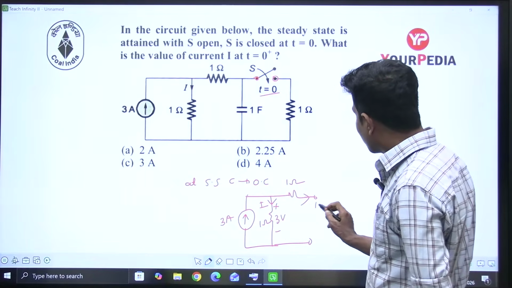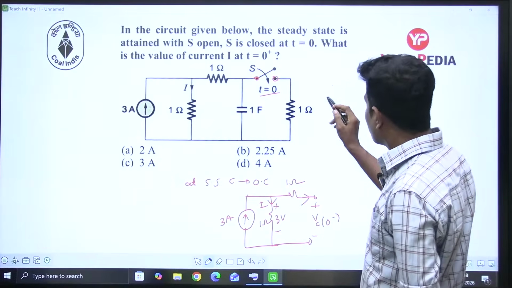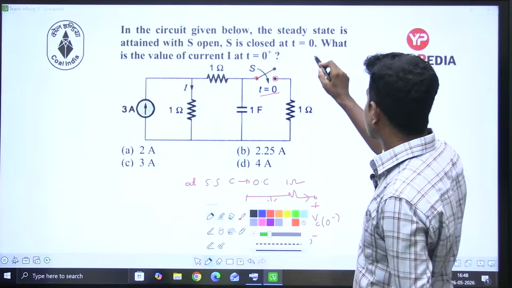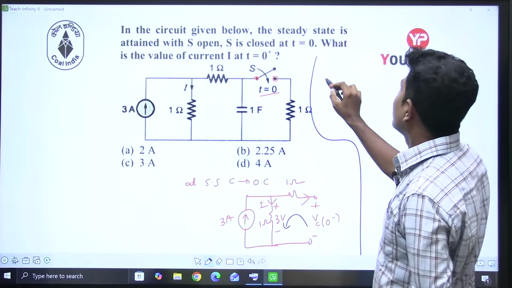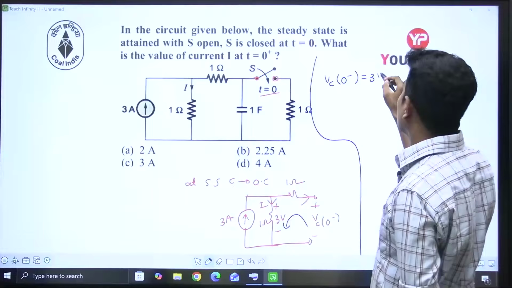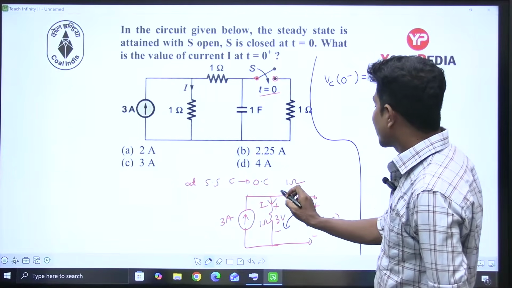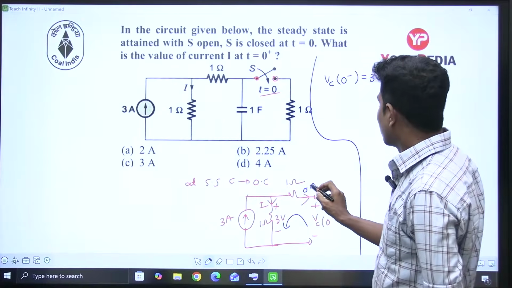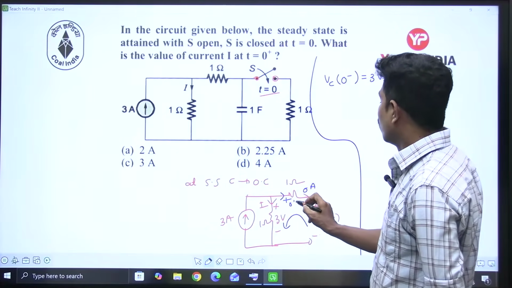Now let's take this as the voltage across the capacitor at 0 minus, that is, before closing the switch. How much is the voltage? Write the KVL. Vc of 0 minus is equal to 3 volts. If I write the KVL, these are parallel, so 3 volts, 3 volts. Why? Because this current is 0 amperes, since this is open circuit. Therefore, this is 0 volts.